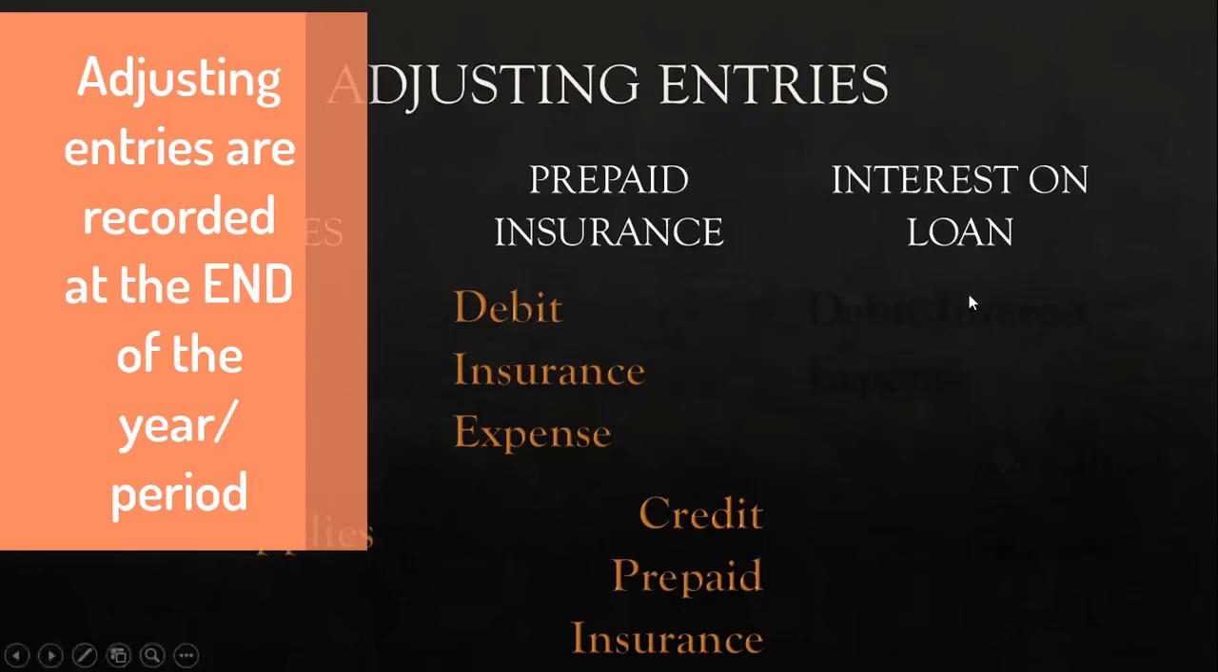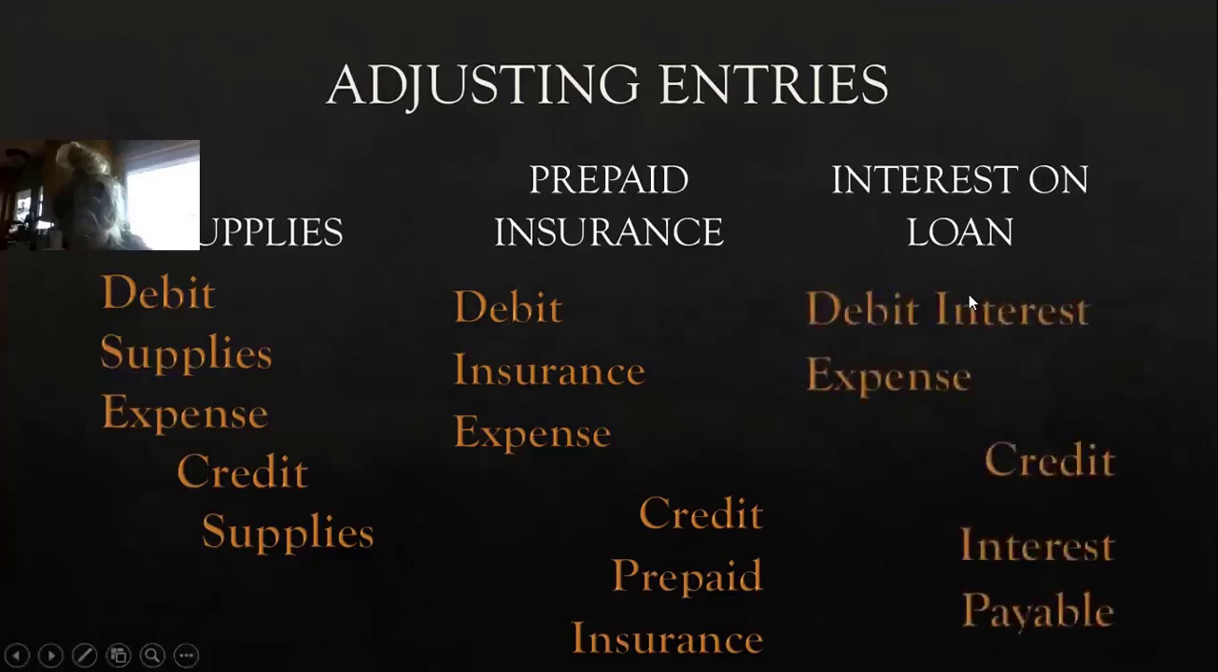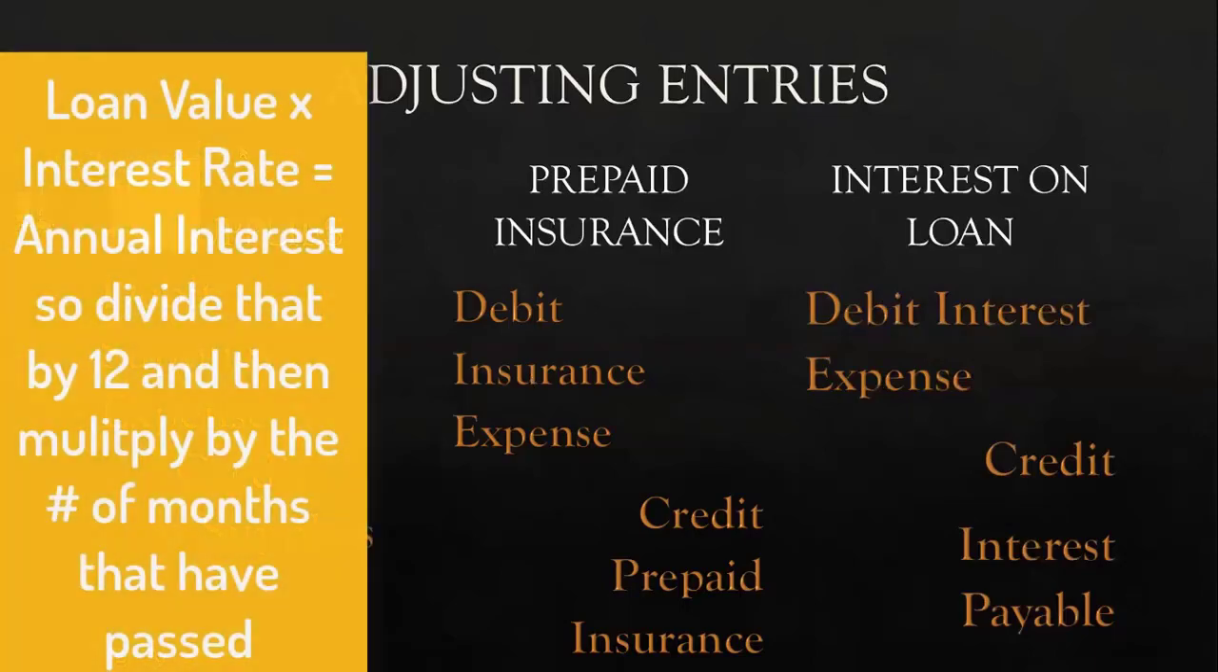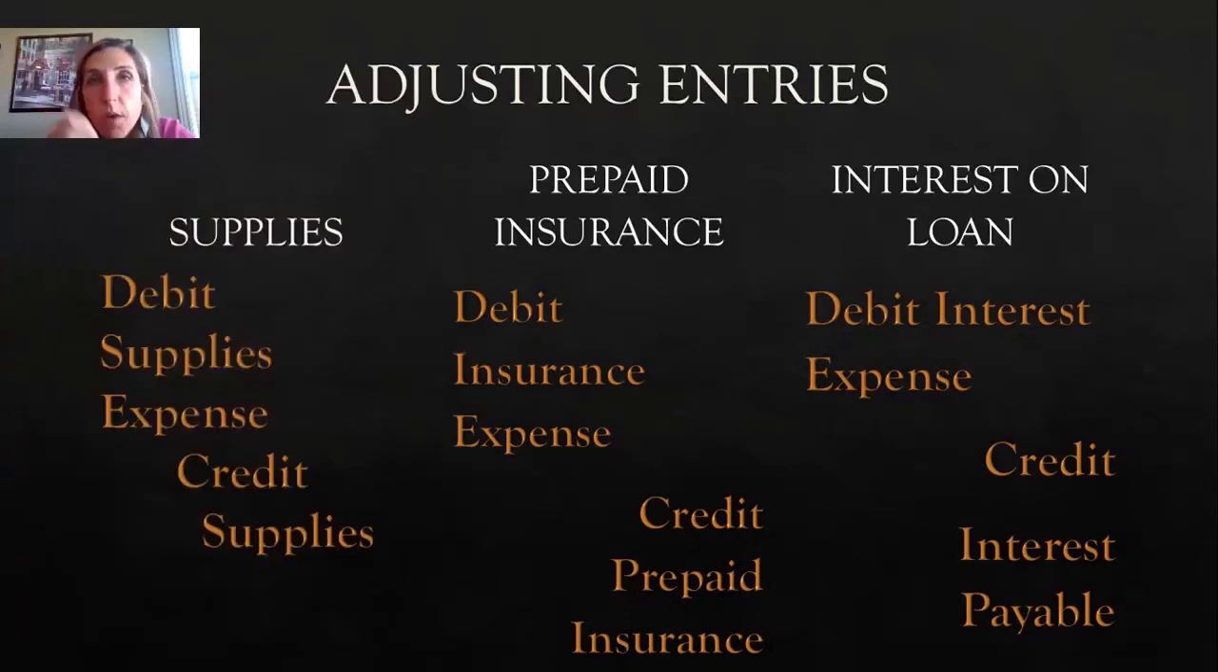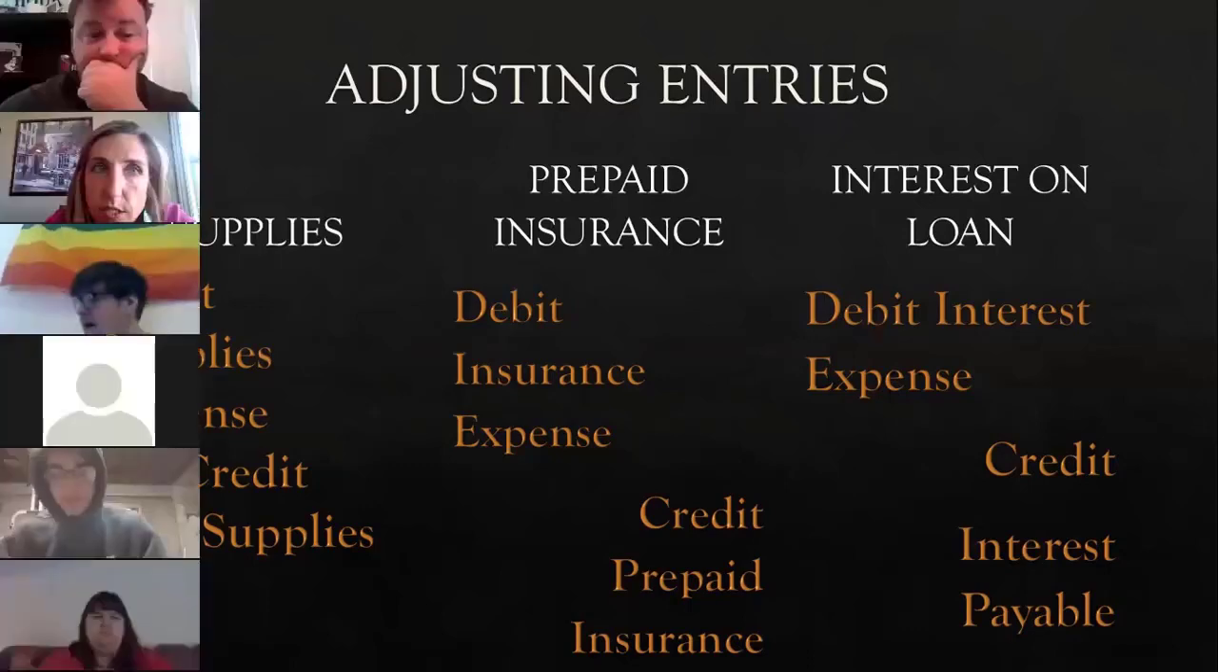And then the last adjusting entry on this slide is the calculation of interest on a loan that you have taken out. It is, again, another adjusting entry that debits an expense account. It would debit interest expense and credit interest payable. And I don't have it on the slide, but you will have to know how to calculate that. Remember, it was the loan value principal times the interest rate, and then prorated for the number of months that have actually passed. So divide by 12 and multiply by the number of months that have passed. Questions on any of those adjusting entries?